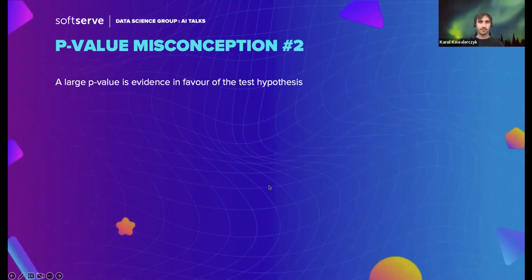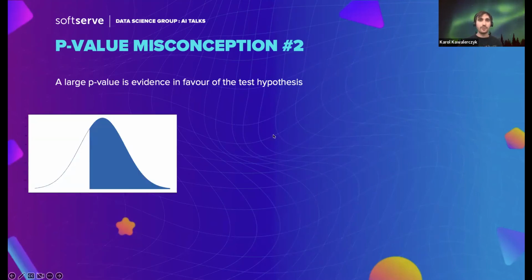Let's go to the second misconception. The next question was: a large p-value is evidence in favor of the test hypothesis. That's wrong. Let's think about it in this way. I will use a one-tailed p-value test.